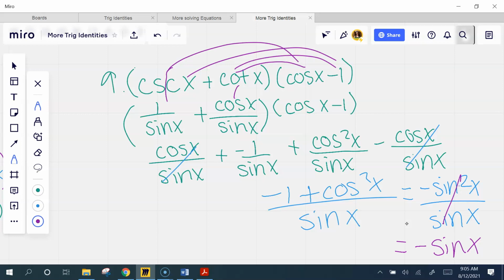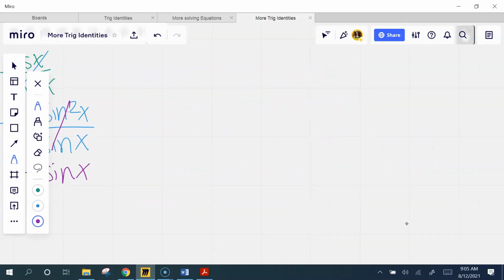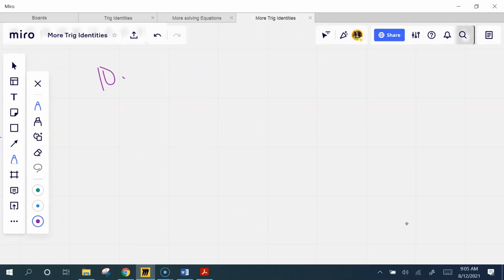Let me try to do the next one. Number 10. Where's negative sine x? It's on the middle page. All right, do 10, do 10, do 10, because I really want us to get through 12 together. Use an angle sum or difference identity to simplify cosine. There's another one I want us to do together too. This is straight off of the identity sheet.